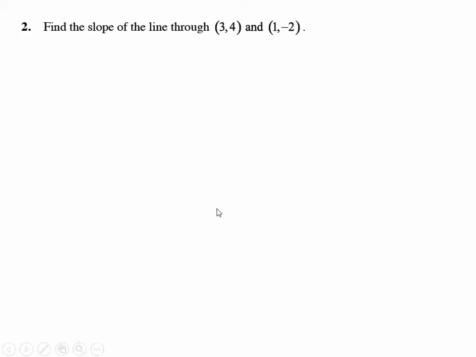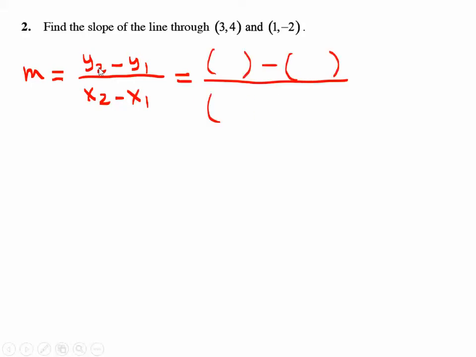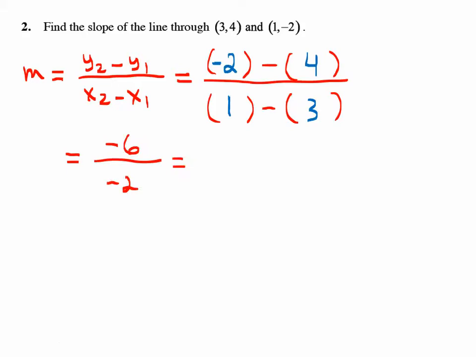I'm going to start it as well here. So the formula itself. And so y-coordinate of my second point. Again, put in these parentheses if need be. Put it in, so y-coordinate second point is -2. Y-coordinate first point is a 4. Then x-coordinate of my second point is a 1. And there it is, x-coordinate of my first point, 3. So how about a -6 on top, a -2 on the bottom, and then I get a 3 for my final answer.